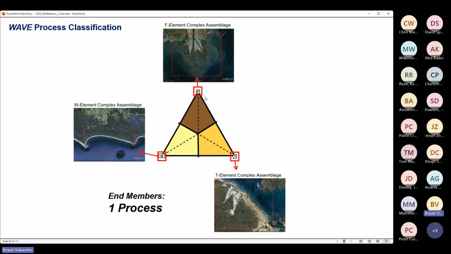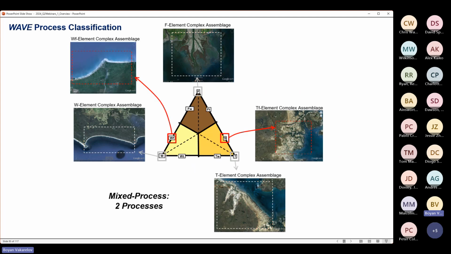Here are a few examples of this. So this is a fluvial dominated delta, which has almost no waves impacting it, which has no tides impacting it. There are examples in nature like this. But more often than not, we are dealing with systems which are mixed influence.